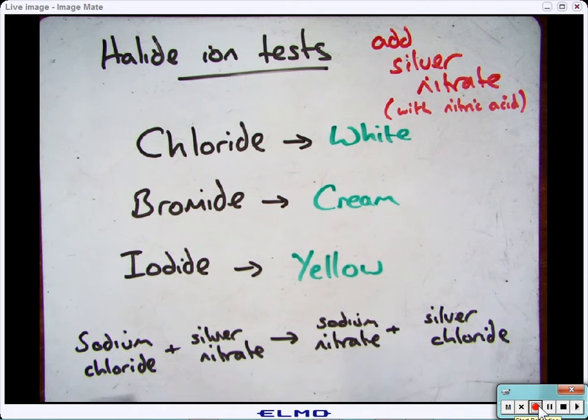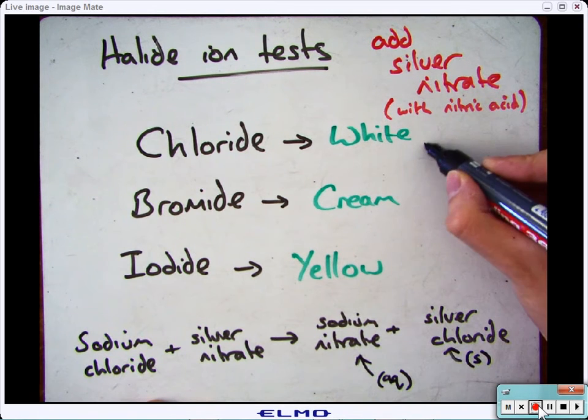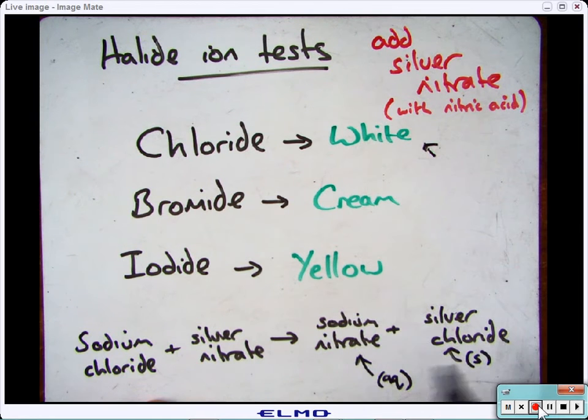Now what's happening in this reaction is sodium chloride and silver nitrate are reacting together to form sodium nitrate. Now all nitrates, if you remember back to the solubility lesson, are aqueous, so they will all dissolve. But silver chloride is one of the ones that doesn't. So this is your precipitate. Now if it's silver chloride, as I've said, you'll get a white precipitate. If it was sodium bromide, you'd get silver bromide, and that would be cream, and then the iodide would be yellow.